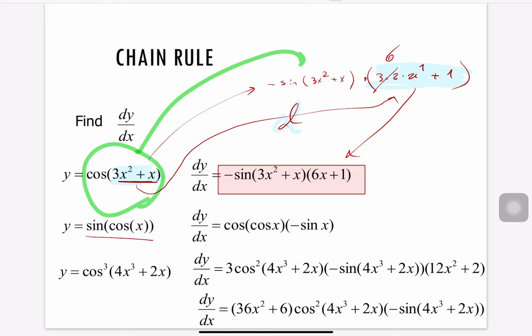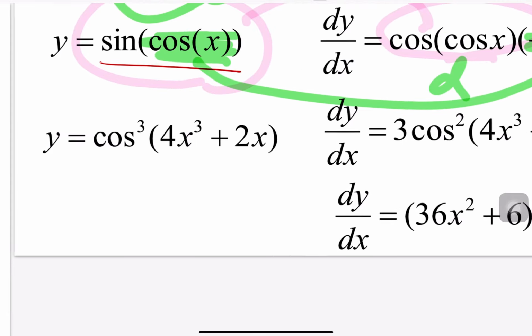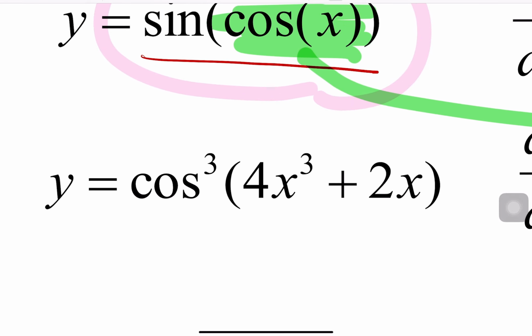Or the second example. We find the first derivative of the sine of cosine x, which will be cosine of cosine x. And the derivative of the inside cosine will be minus sine x. Then the total derivative of this function will be cosine of this, times the inside derivative. It's very easy. Also here, but here it is different, because we have a power here.